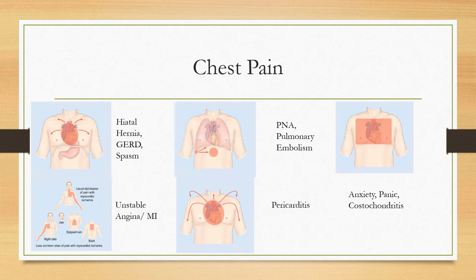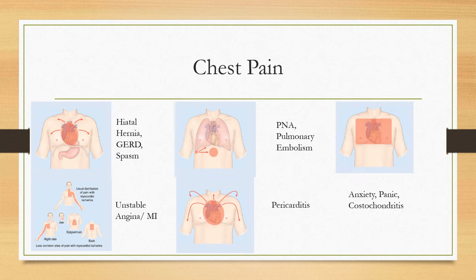So again, the chest pain can be retrosternal chest pain in the front. It can radiate to the back. It can be in the upper stomach, the epigastrium. It can radiate down the left arm, or it can radiate down the right arm. Okay, so coronary artery occlusions will lead to chest pain because of lack of oxygen to the myocardium. Okay.